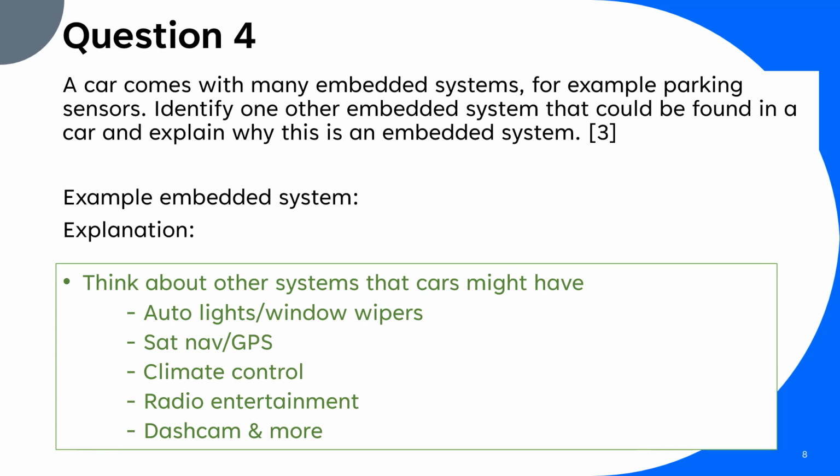It's a similar question to the previous one. If you were to go for example, sat-nav or GPS, you would say it has a limited number of functions that it can carry out. Okay, so it's like explain why. So you've got to pick one of them and then explain why it's an embedded system. And because you know the characteristics of embedded systems, it should be pretty straightforward.